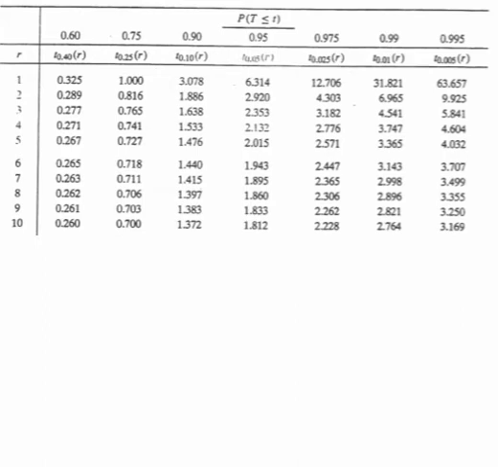Let's consider a t-distribution with 4 degrees of freedom. Suppose we're interested in finding the t-value such that the probability that you're greater than that value is 0.025. So the area under the curve right here is 0.025.